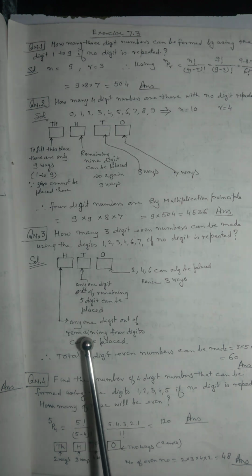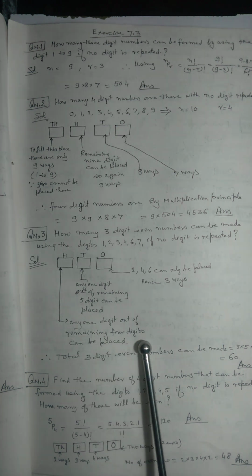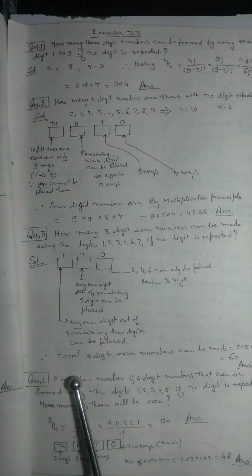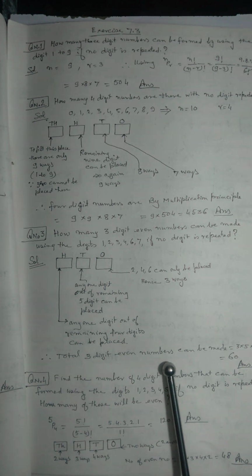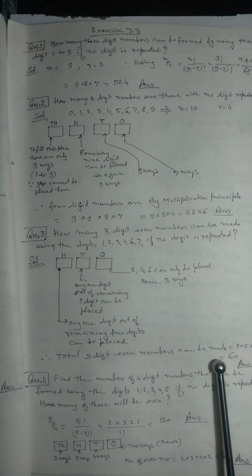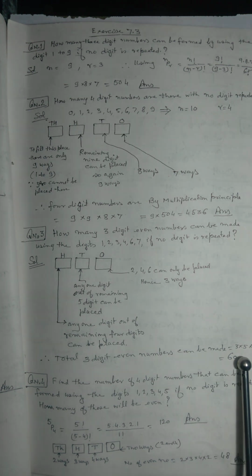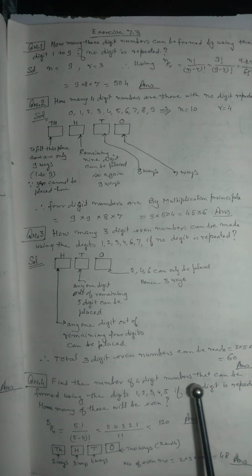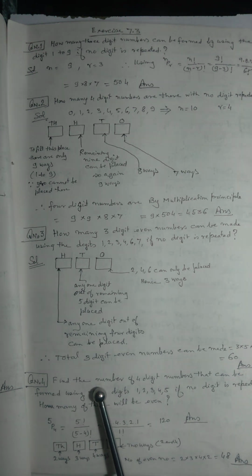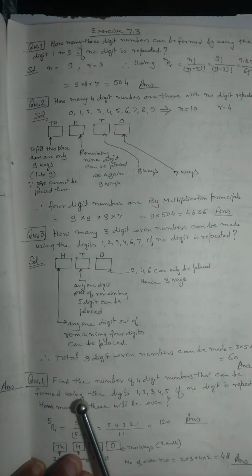100 place, any one digit out of the remaining 4 digits can be placed. Therefore, the total 3-digit even numbers that can be made will be equal to 3 into 5 into 4. That will be equal to 60. This will be the answer of question number 3. Now come to the question number 4.